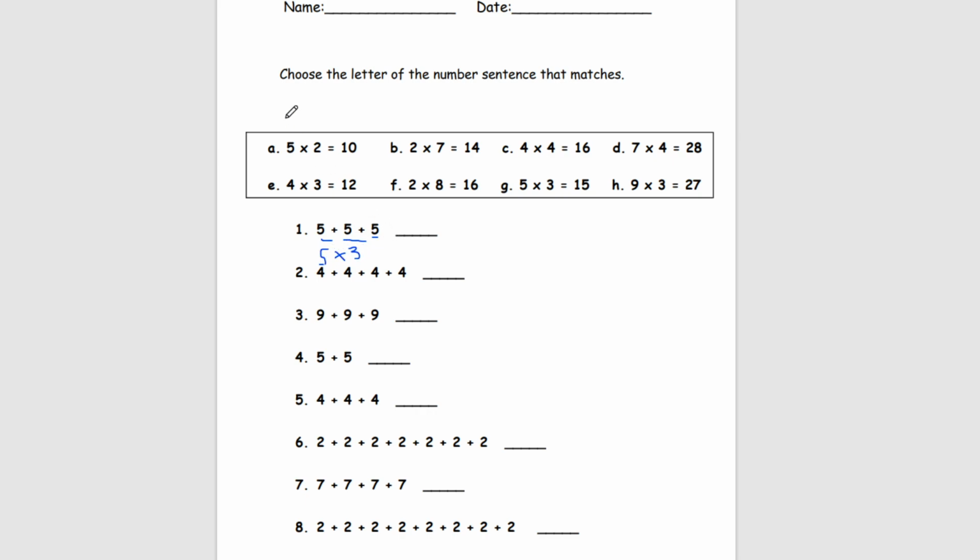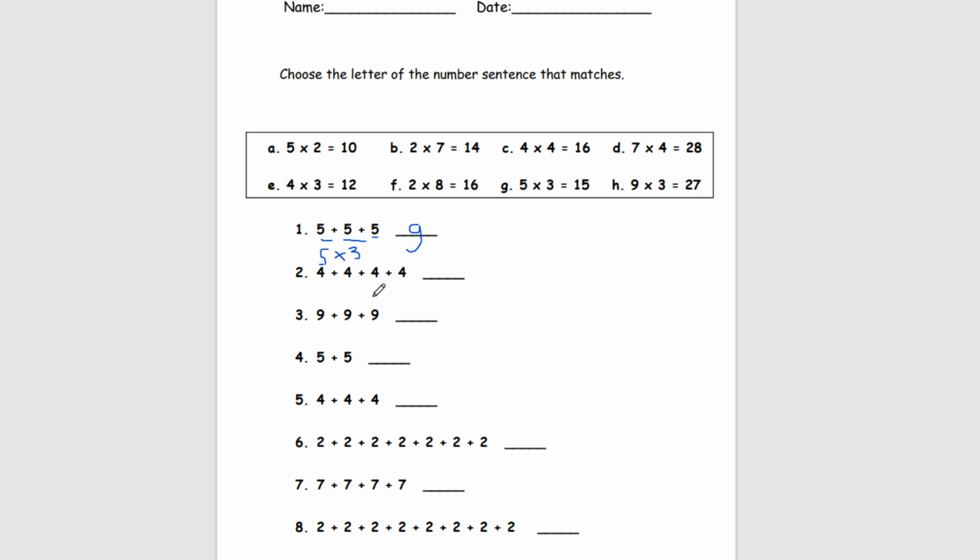And if we look into our choices, we can see we have G, 5 times 3 equals 15. If we want to check, we can add this up simply. So 5 plus 5 is 10, plus 5 is 15. They're the same, so we know that for number 1, our answer is G.